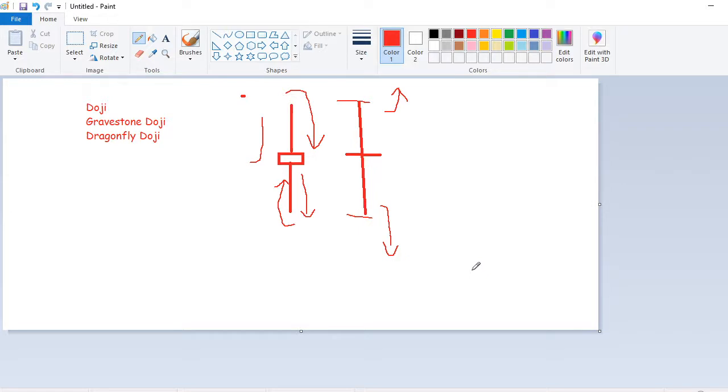Now, a doji will have a small or negligible body and big wicks on both sides. That's called a doji. Now what is gravestone doji? Gravestone, the name itself is telling you, gravestone. So that means it will be like this.